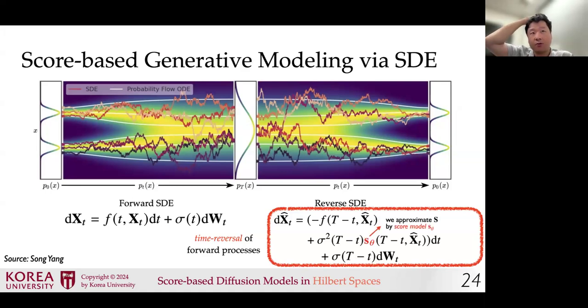So the goal of the score-based generative model is to train our score model to match the score function. Okay? So the name refers to the methodology of modeling the score function from the data. Which means that we are going to train our score model to approximate the score function based on the data, which has a foundation in the time reversal of the stochastic differential equation theory.